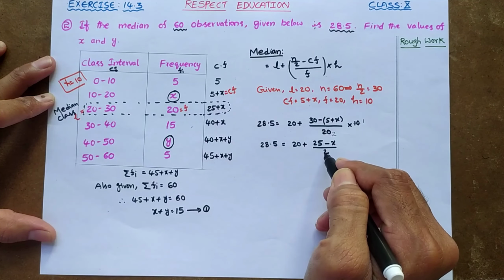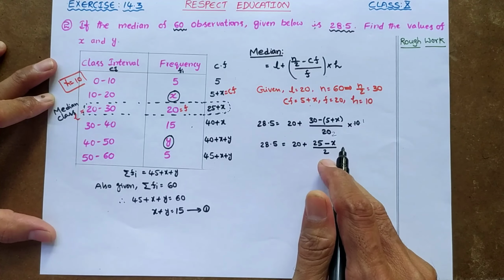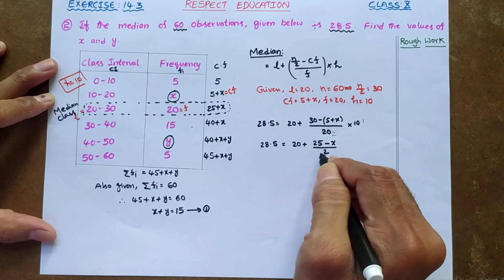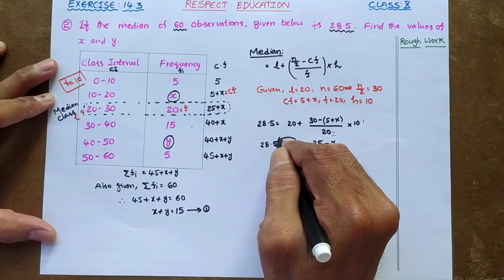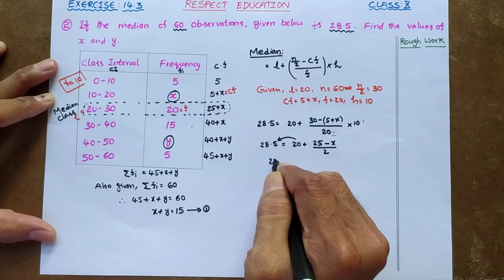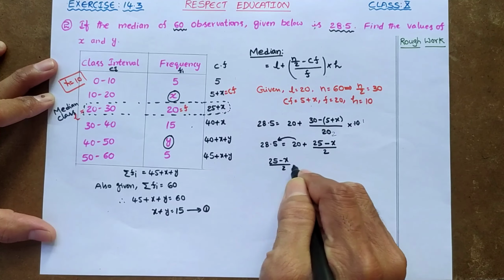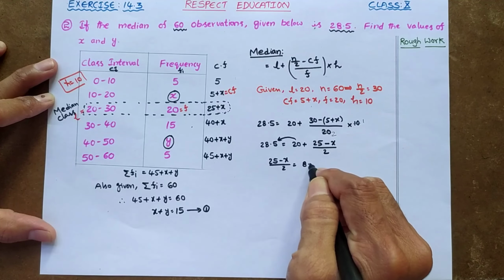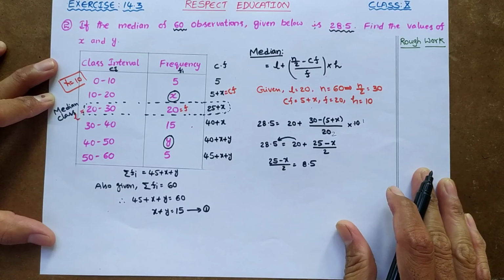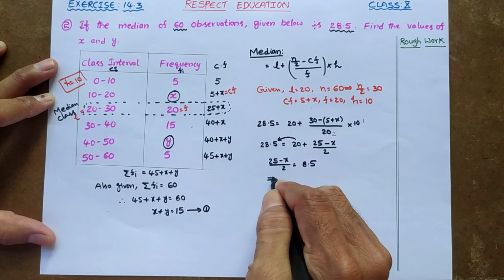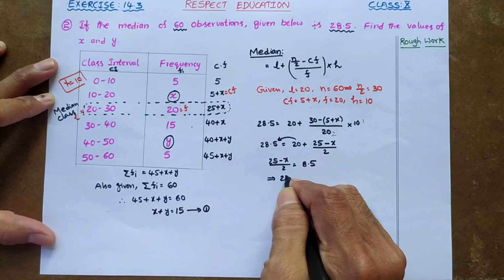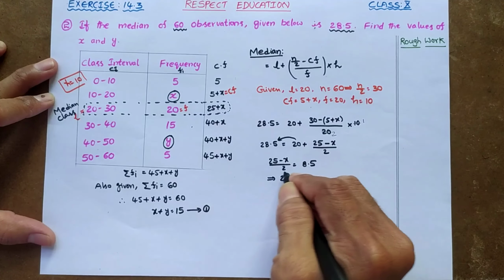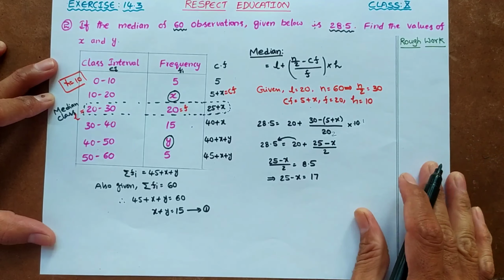Now let us continue. Here it has 20, let us have this 20 this side. So 25 minus x by 2 will become 28.5 minus 20, which is just 8.5. Clear? So on simplification, let us do cross multiplication. 25 minus x equal to 2 into 8.5, which is 17.